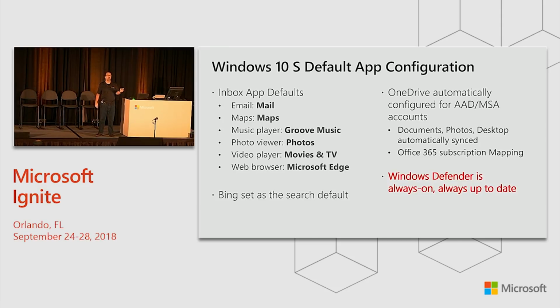Internet Explorer is there for legacy websites. Bing is set as the default search engine. OneDrive is automatically configured for Azure AD and MSA accounts. Documents, photos, and desktops with RS5 are automatically synced. And you have automatic Office 365 subscription mapping if you have onboarded through Autopilot with an O365 account.